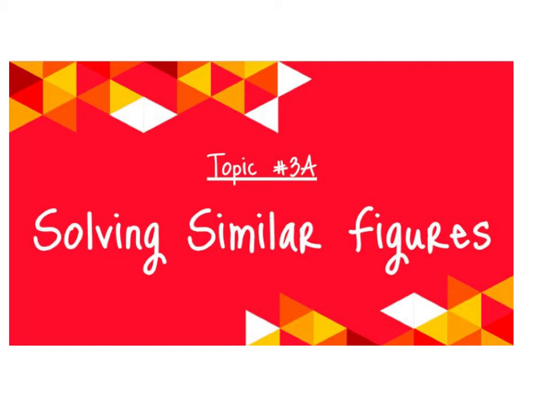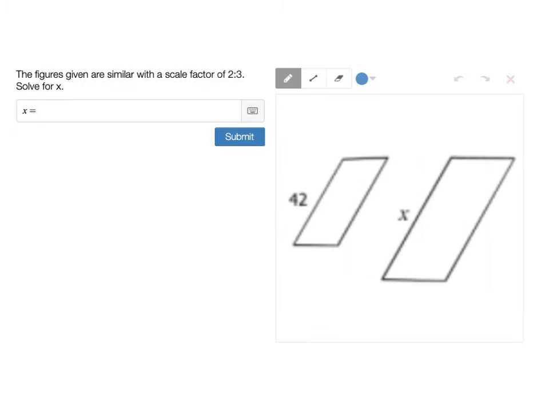Today we're going to start focusing on solving similar figures, and ultimately all of the solving we have left is going to come down to setting up a proportion. One thing they can give you is a scale factor. We know scale factors go from left to right unless we're told otherwise.